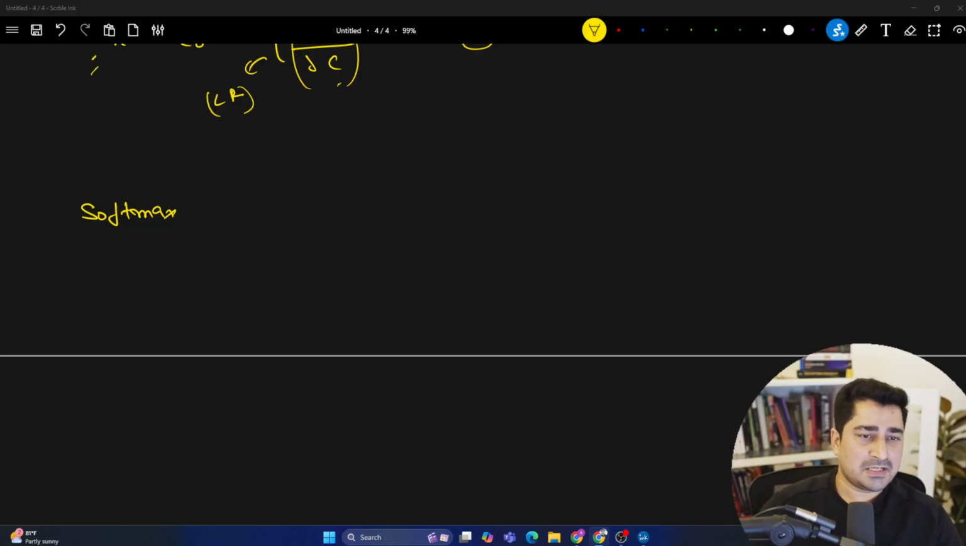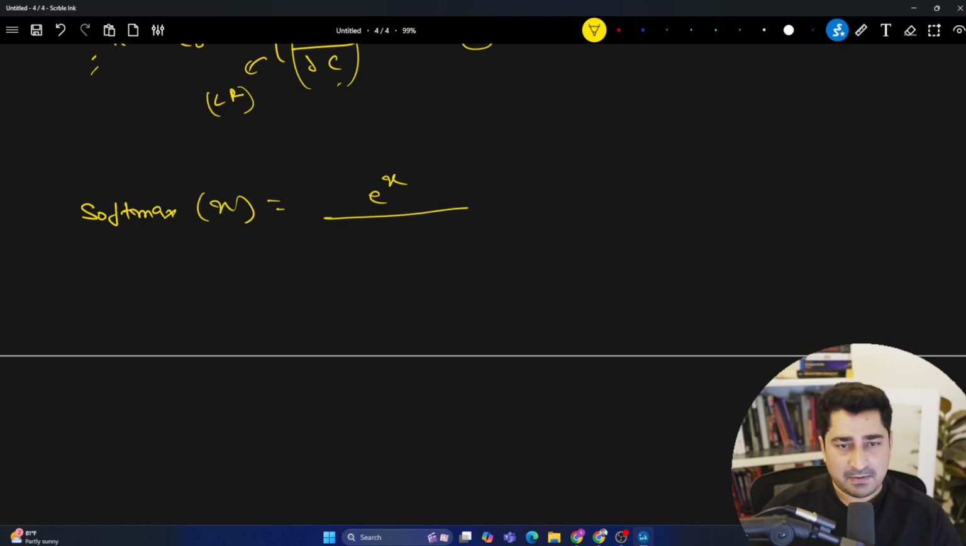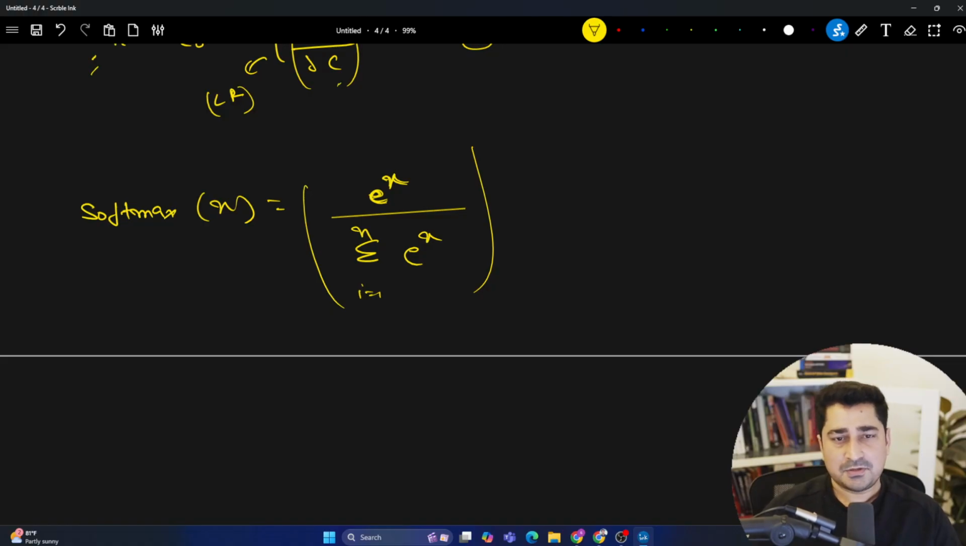Softmax function says that for any input x, it will be e to the power x divided by the summation of i equals 1 till n of e to the power x. Simple. This is the Softmax function. It is the exponent of the input divided by the sum over all the inputs. So for this particular class, you will be able to get the final values.